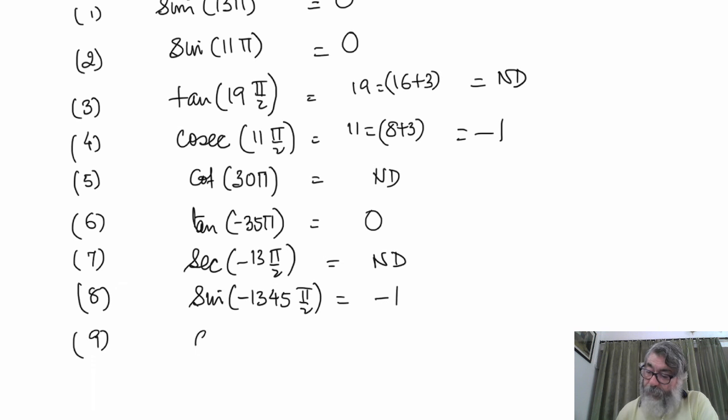Then cos 11 pi. Where is it falling? It's on the horizontal line, and because it is 11, odd multiples of pi fall along OX dash, and there it will be minus 1. Otherwise, on the right side, it is 1.